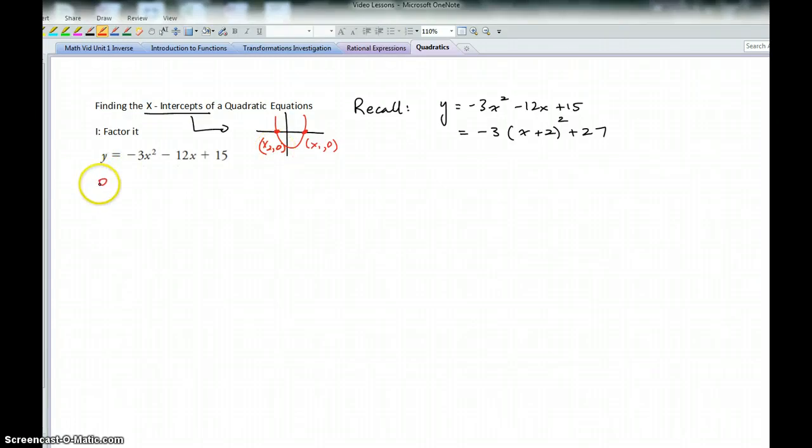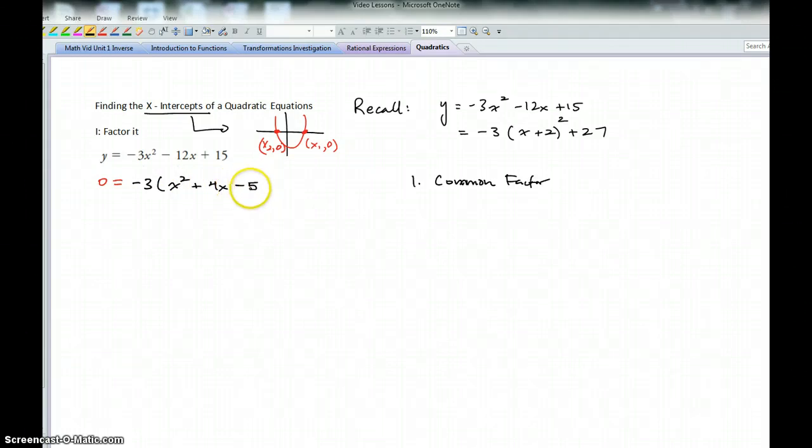So what we're going to say is 0 will equal y, and then we're going to factor this. In order to factor, the first step I want to look for is, is there a common factor? And there is in this case. It's a 3. So I'm going to factor out a -3, and that's x squared plus 4x minus 5. Now that I've got this, let's continue.